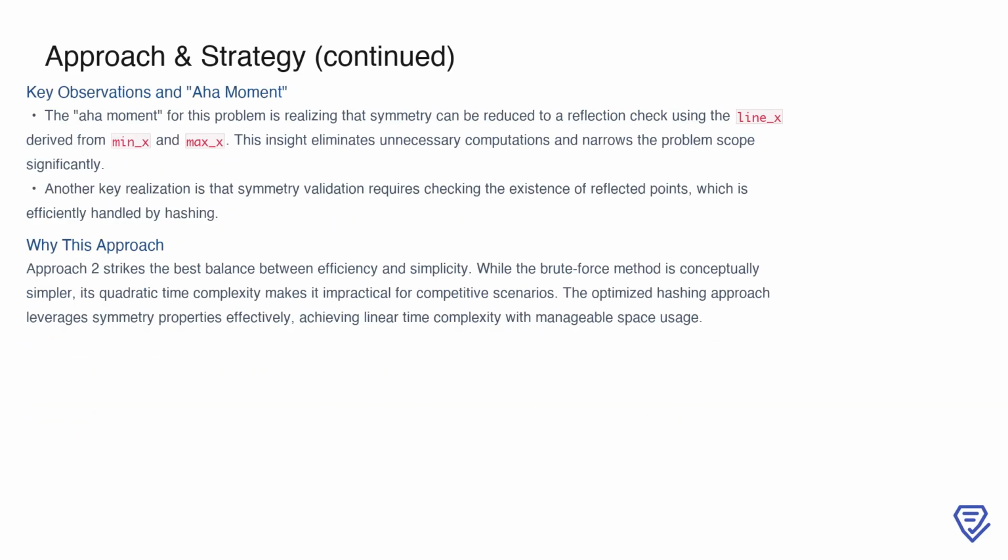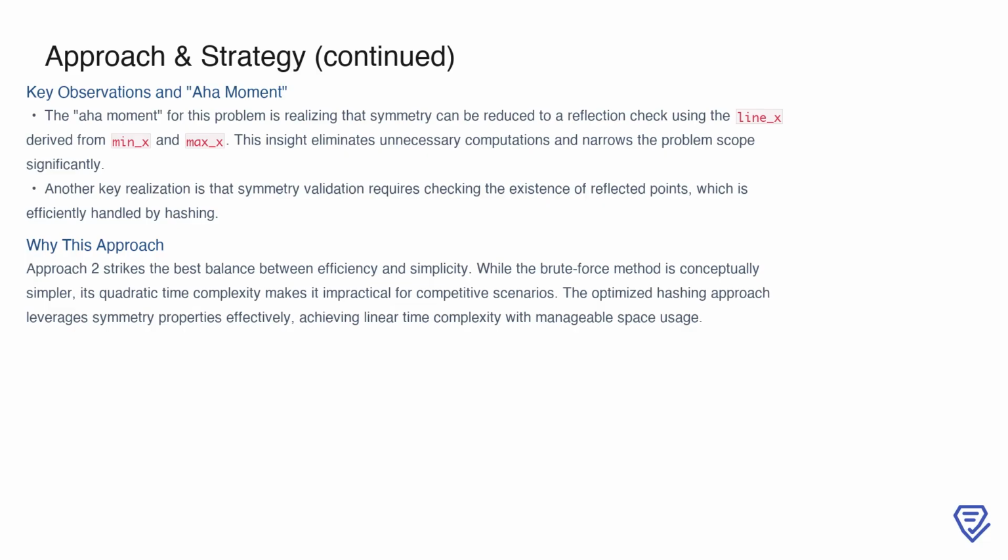The key insight, or aha moment, in this problem is recognizing that symmetry can be reduced to a reflection check around a single vertical line derived from the midpoint of min_x and max_x. This realization drastically simplifies the problem, as it eliminates the need to consider multiple lines or test all point pairs. Another important observation is that validating symmetry boils down to checking the existence of reflected points, which is efficiently achieved using hashing. This insight allows us to focus on the essence of the problem without additional overhead.